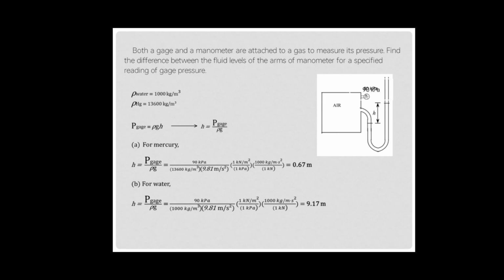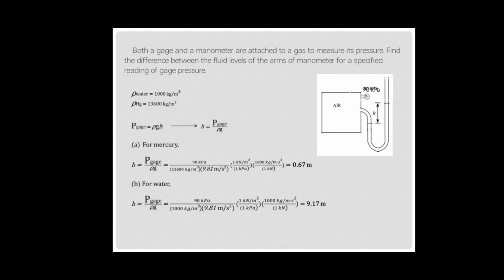multiply it by 1 kilonewton per square meter over 1 kilopascal, times 1000 kilogram meter per second squared over 1 kilonewton for the cancellation of units. Now, and we get the result of 0.67 meters. That's the height for mercury.